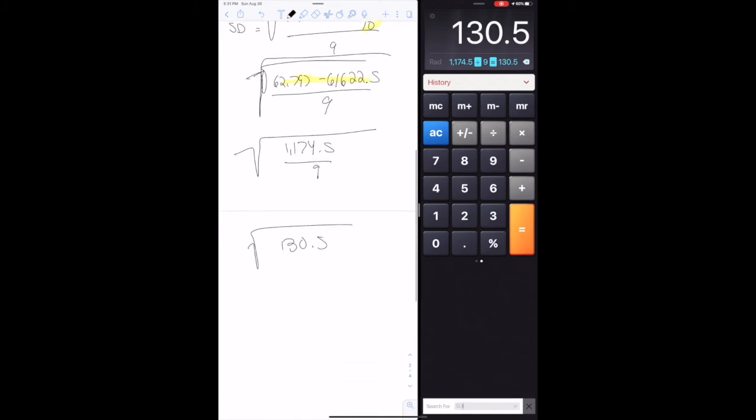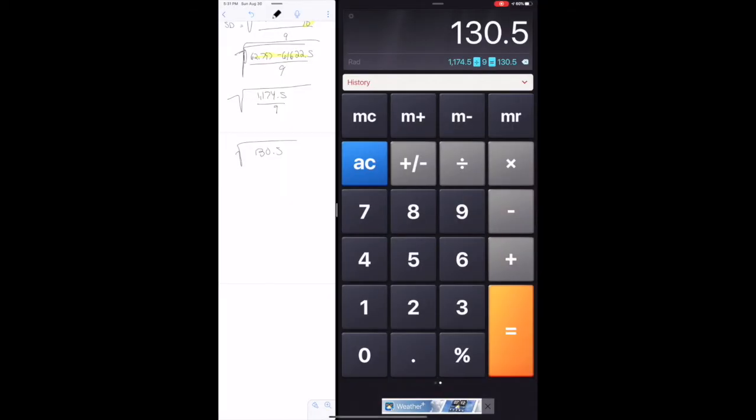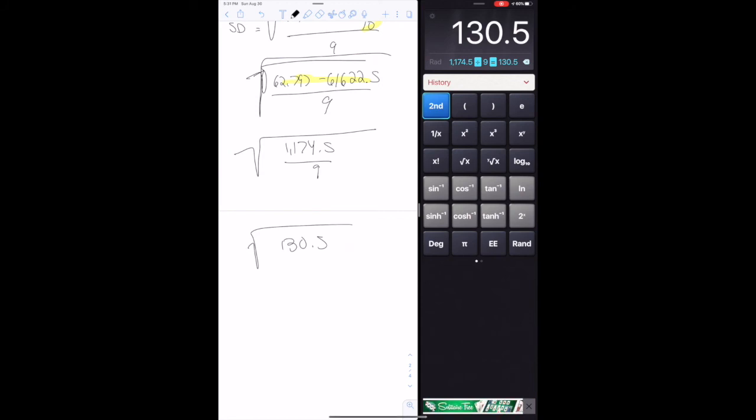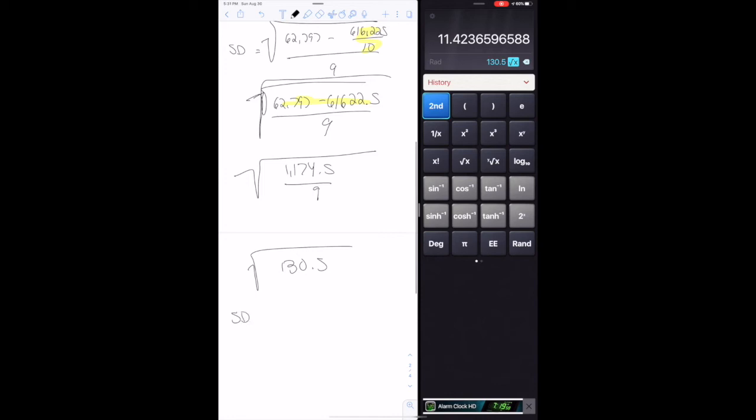And the square root of 130.5 is difficult for me to find. There's a way to switch this, right? There it is. 130.5 square rooted is 11.42. Standard deviation equals 11.42. There we go. That was easy.